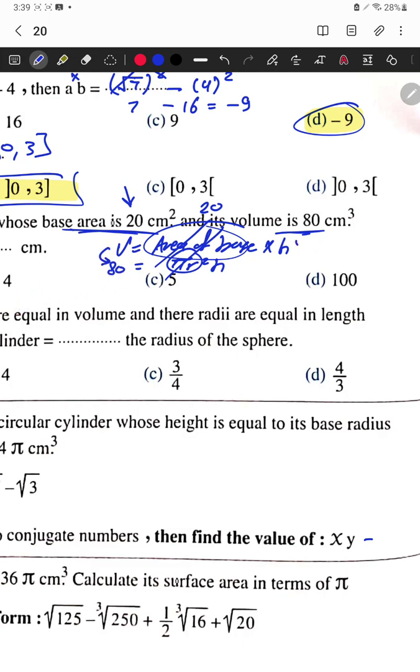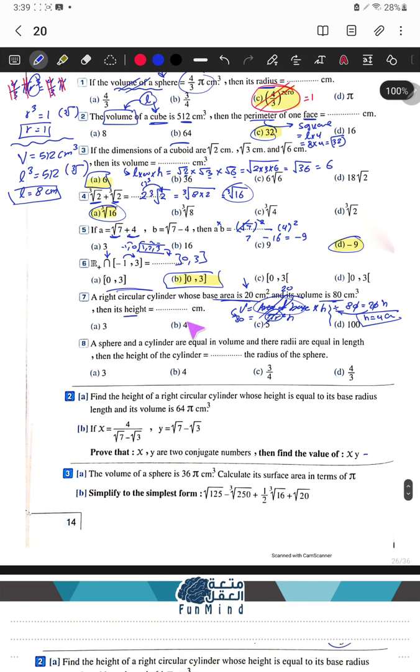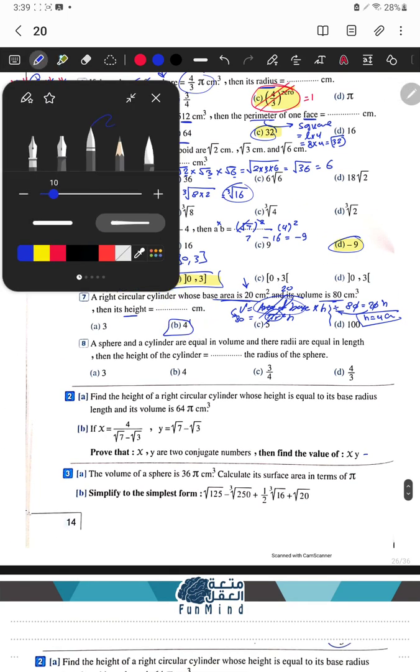So now you can make a relation or an equation between these two sides. So 80, which is the volume, equals 20h. So you can move the 20 to the other side by division. So now 80 divided by 20, 0 is 0, 8 divided by 2 equals 4. So h equals 4 centimeters. And this is the correct answer.